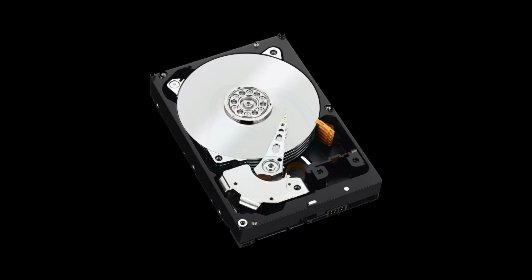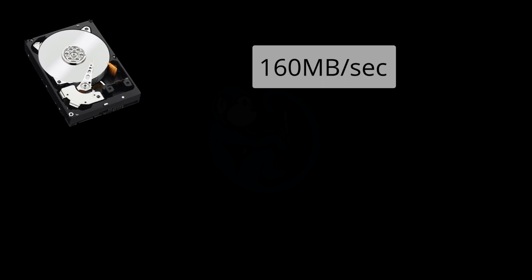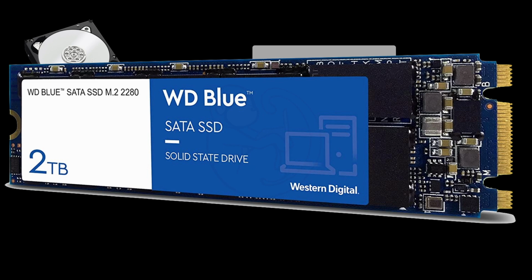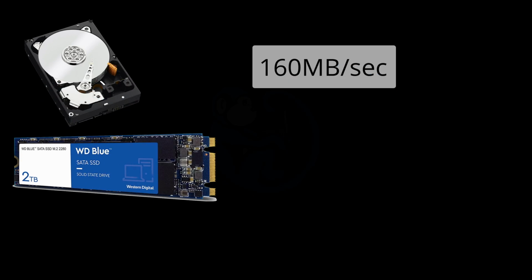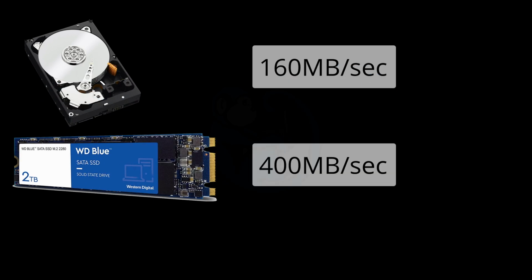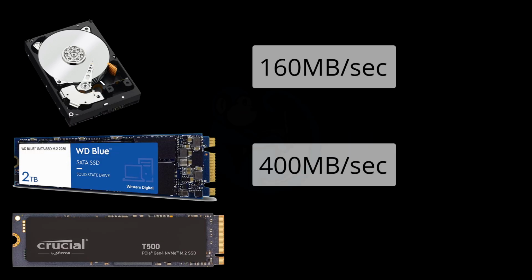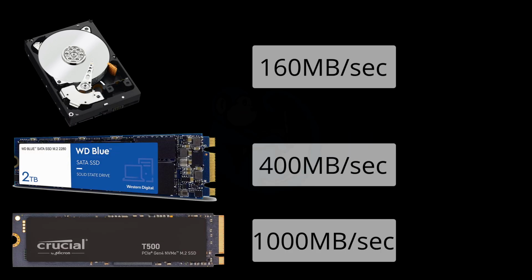So for spindle disks, they can get read speeds of about 160 megabytes a second. So if a spindle hard drive is any part of the equation here, then that will be the component that's slowing things down. SSDs with the SATA interface can get read speeds of about 400 megabytes a second. And then SSDs with an NVMe interface can have read speeds of up to maybe 1,000 megabytes a second. So knowing the hardware will help you figure out the bottleneck.